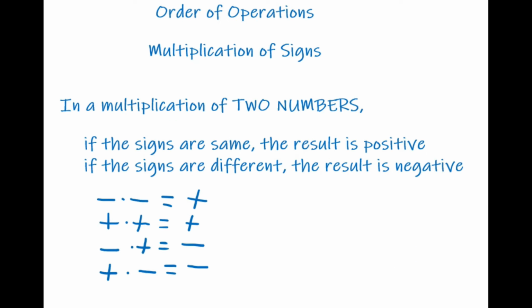In a multiplication of two numbers, if the signs are same, for example, the first one is positive and the second one is also positive, the result is going to be positive. If the signs are different, the result is going to be negative. I put the rules, the properties on the left. For example, let's make an example for each of these. Negative times negative. For example, -1 times -2. 1 times 2 is 2. Negative times negative is going to be positive. So the result is a positive number.